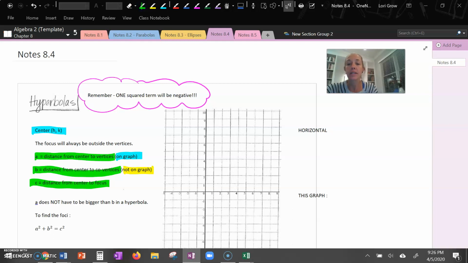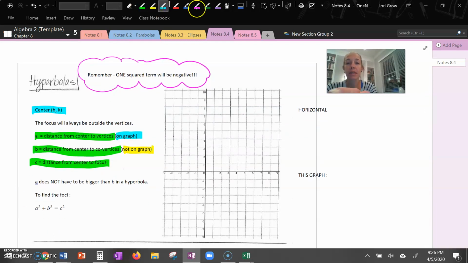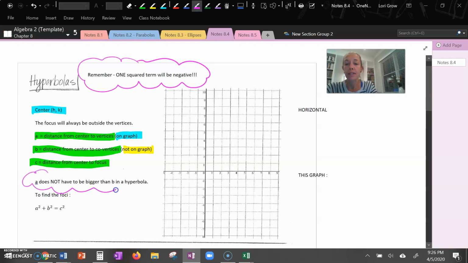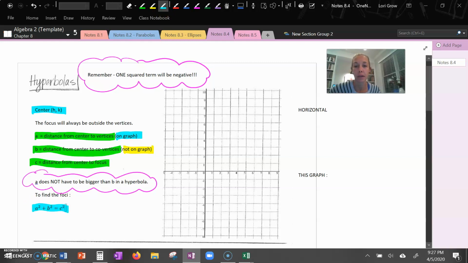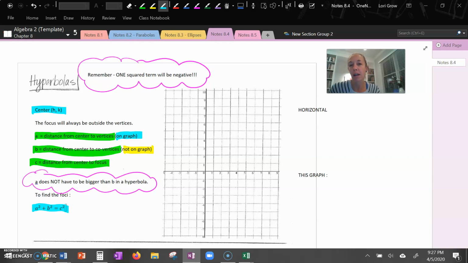A few other things: a does not have to be bigger than b in a hyperbola. You found out that that's one of the keys to doing the foci for ellipses. But if you notice, the equation for finding the foci is actually a squared plus b squared equals c squared. So it doesn't really matter. You're not going to end up with a negative if one's bigger than the other, and it's not going to matter in the graphing either. a is allowed to be bigger or b is allowed to be bigger. Okay, so there's two ways that a hyperbola can go.